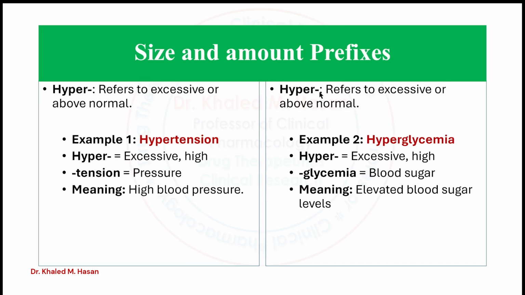Another terminology for hyper is hyperglycemia. Hyper means excessive or high, glycemia means blood sugar, and the meaning is elevated blood sugar. When the patient suffers from chronic hyperglycemia, this case refers to diabetes. Hyper we use for several medical cases. For example, we have hyperthyroidism, hyperparathyroidism, hyperkalemia, hypercalcemia. We have several types of medical words linked to hyper in clinical practice.